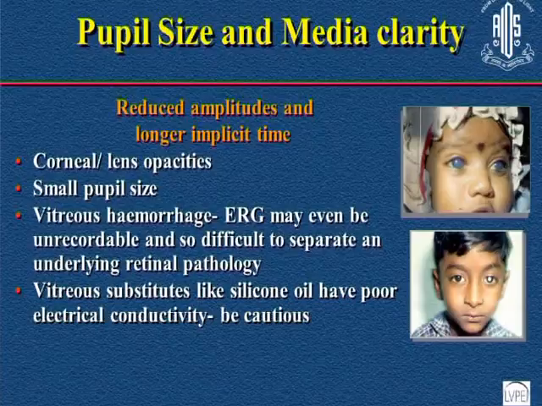Similarly, if there is vitreous hemorrhage, as I told in the morning also, you can have an absent ERG and still the patient may see 6/6, because flash ERG doesn't check the macular function. So patients of RP can have extinguished ERG and still have 6/6 visual acuity. So don't use ERG to predict the visual outcome of this patient after surgery. It will not tell you anything about that.